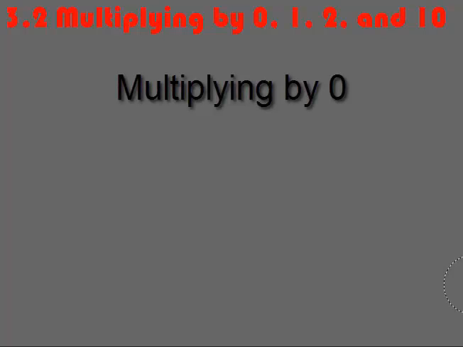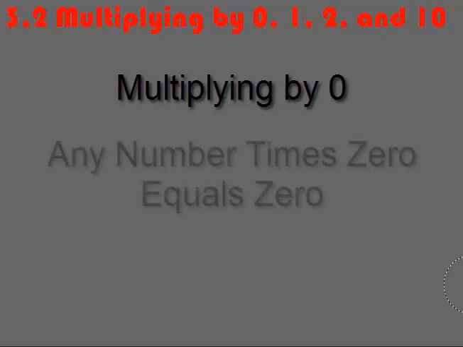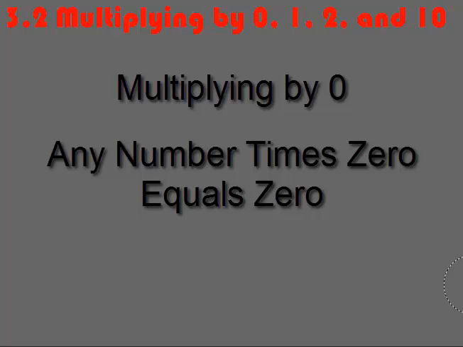Okay, the first step we're talking about here is multiplying by 0. And the rule for multiplying by 0 is any number times 0 equals 0. So let's look at our example here.